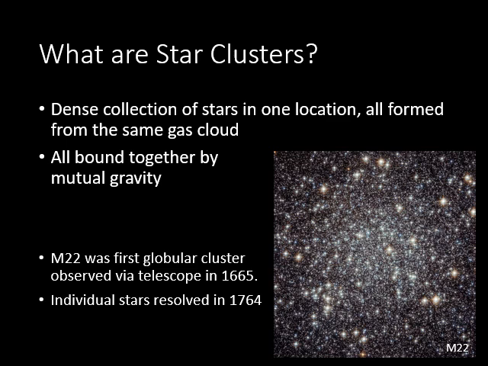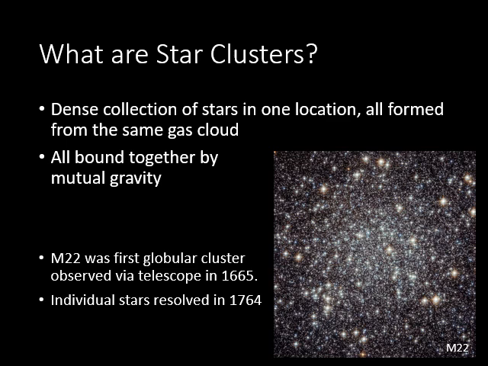If you take a look in the bottom right-hand corner here, we have an example of a globular star cluster. This grouping of stars is called M22. The M stands for Messier. It's a catalog of objects that are visible in the nighttime sky, and 22 just means it's the 22nd object in that catalog.